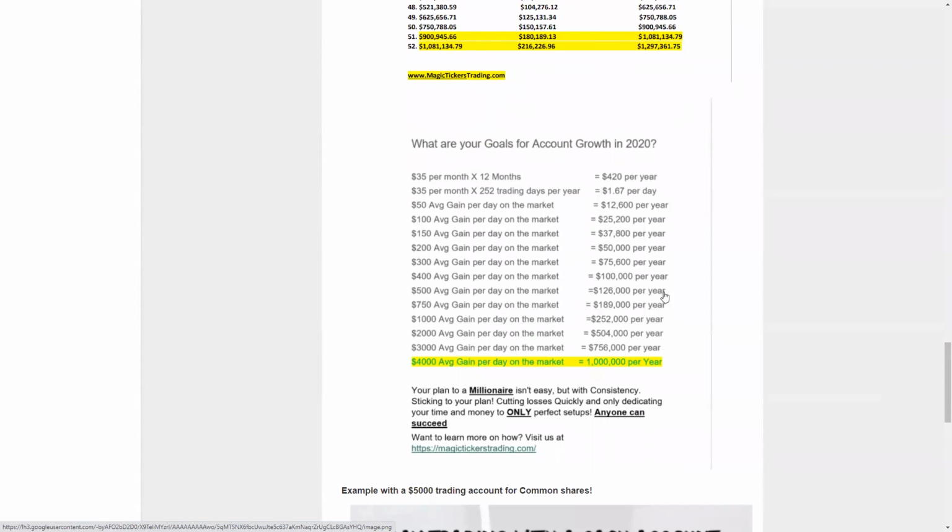If you want to have rules or goals for yourself, for your growth, $50 a day is $12,600 a year for 252 trading days in a year. Okay. $100 a day is 25 grand a year. $150 a day is 37 grand a year. $200 is $50,000 a year. I mean, this is getting on up to people with good full-time jobs. This is what they make a year.